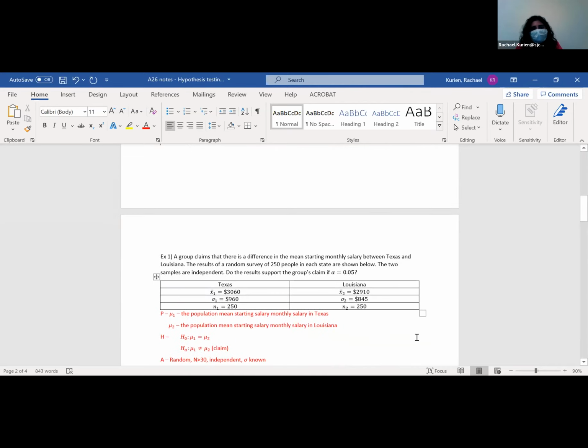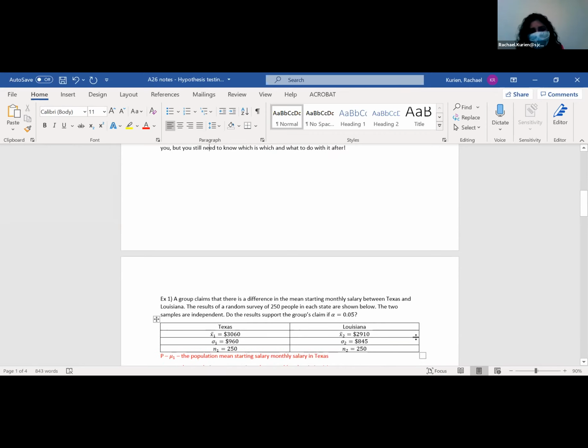Example 1. Oops, I'm giving away all my answers. All right. So a group claims that there is a difference in the mean starting salary between Texas and Louisiana. The results of a random survey of 250 people in each state are shown below. The two samples are independent. Do the results support the group's claim if alpha is equal to 0.05? So here's the information for Texas: the sample mean, population standard deviation, sample size. Then here's Louisiana. Here's the sample mean, population standard deviation, sample size.